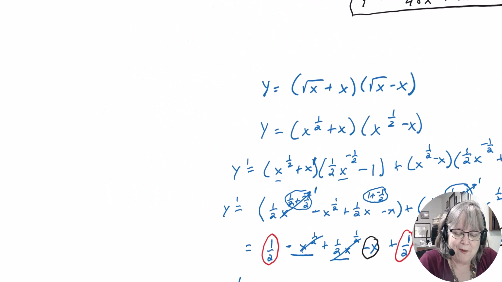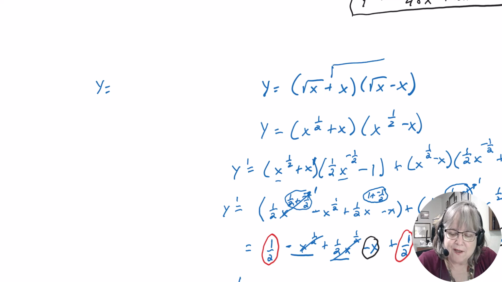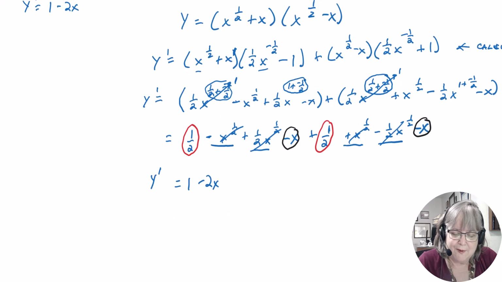Okay, so let's look. If you go back up here, do you see how these are conjugates of each other because it's the same terms, but the sign in the middle is different? So remember, conjugates give you the difference of two squares. So this literally is the square root of x times the square root of x is the square root of x squared, which is x. And x times x is x squared, and it's the difference. And if you take the derivative of this, it's 1 minus 2x, which is that.